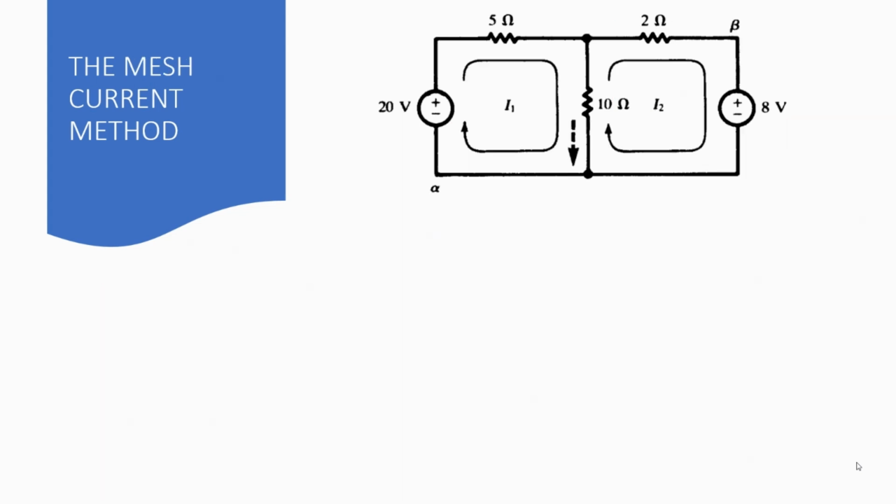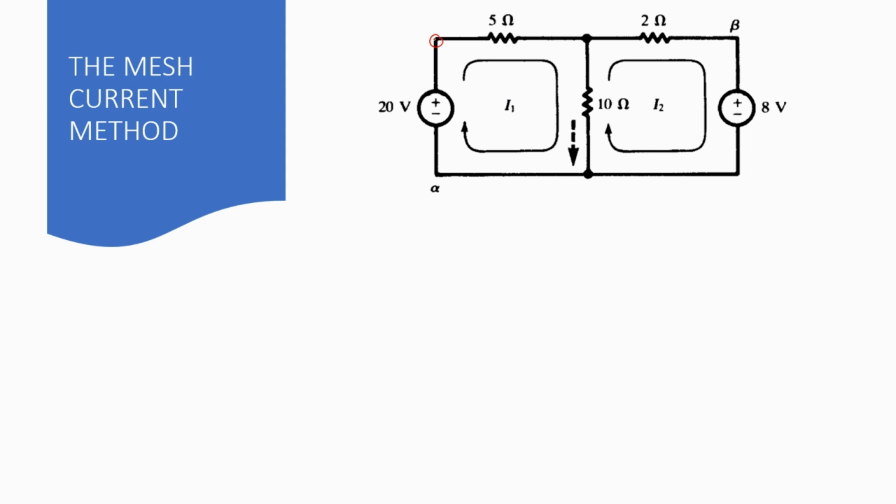The next method is the mesh current method. Here we need to identify the number of loops in the circuit and consider that we are going to have loop currents flowing through each of these loops. With the help of these loop currents, we are going to find out the currents flowing through the different elements in the circuit. In this circuit, we can identify the number of loops that are available. So here you have two loops.